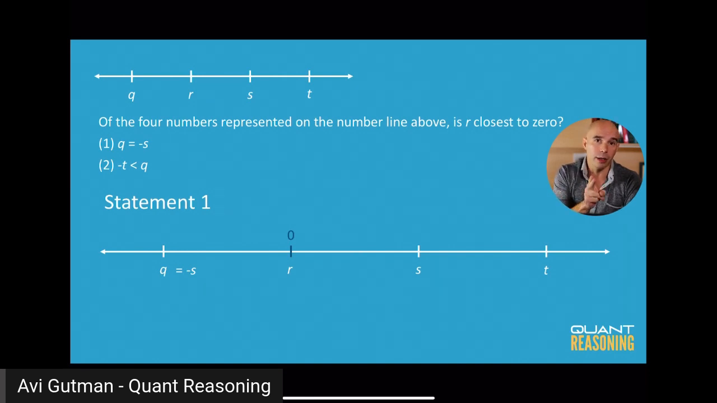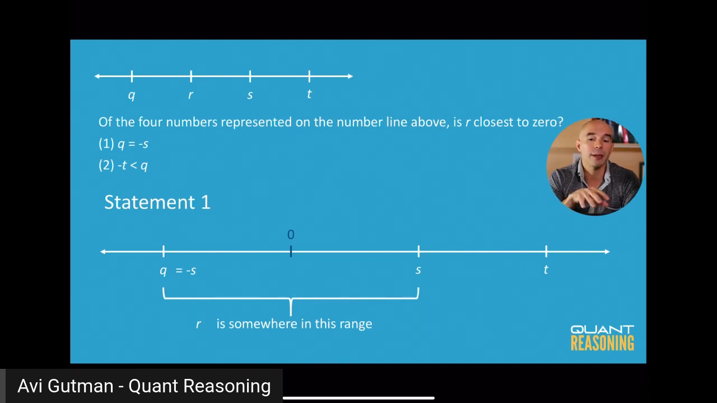Now again, I don't know that R is right there in the center, but I can tell for sure that R is somewhere inside that range. R has to be somewhere between Q and S because that's how they gave it to us in the diagram. And if R has to be somewhere inside that range between negative S and S, and we know that 0 is in the center of that range, are we able to answer the question? They wanted to know whether or not R is closest to 0. Again, if R is in the range and 0 is in the center of that range, and there are no other letters in there, yes, R is closest to 0. So statement 1 is sufficient on its own, and we can eliminate answer choices B, C, E.